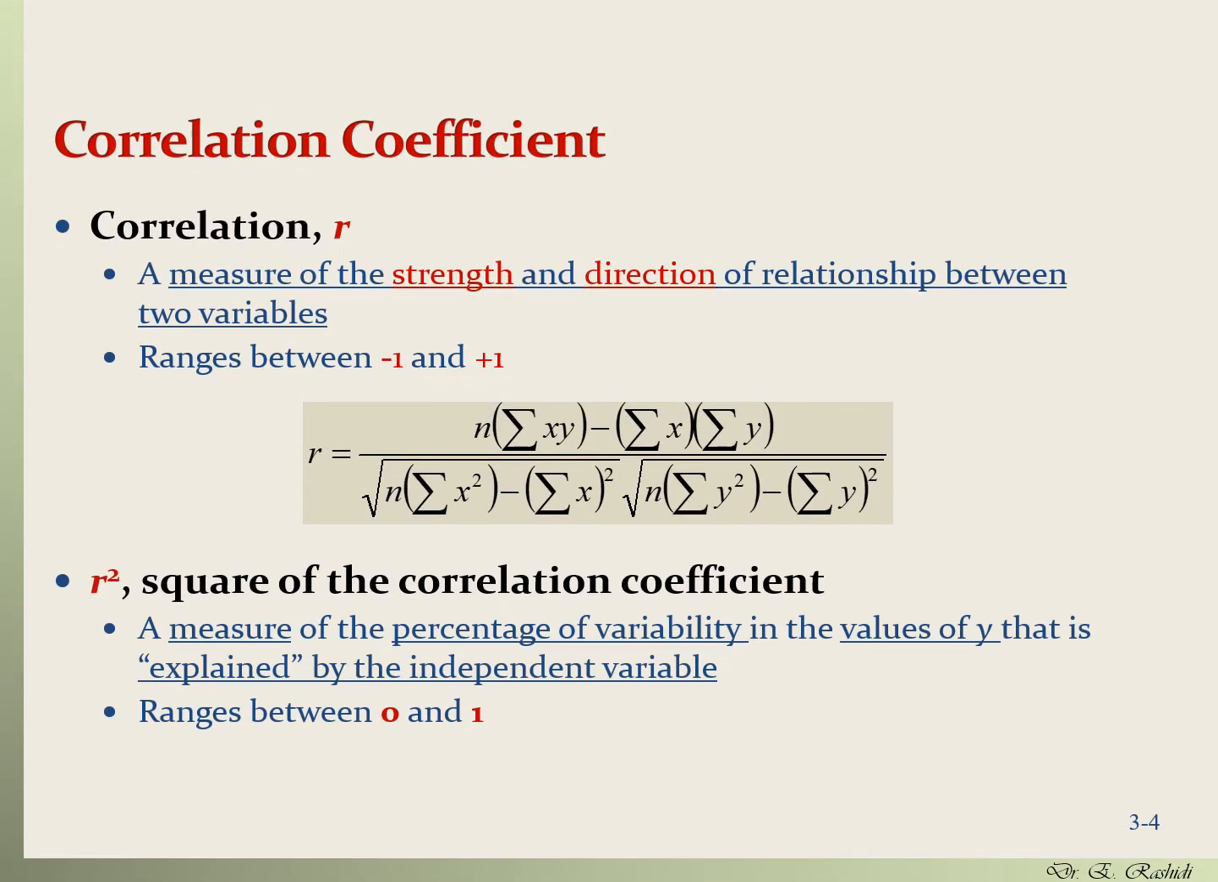Suppose we have built our linear regression model. But how would we know whether our model is good or bad? How can we judge the quality of our model? This is what we want to talk about now. The correlation coefficient, which is shown by a small letter r. R, the correlation coefficient, is a measure of the strength and direction of the relationship between two variables.